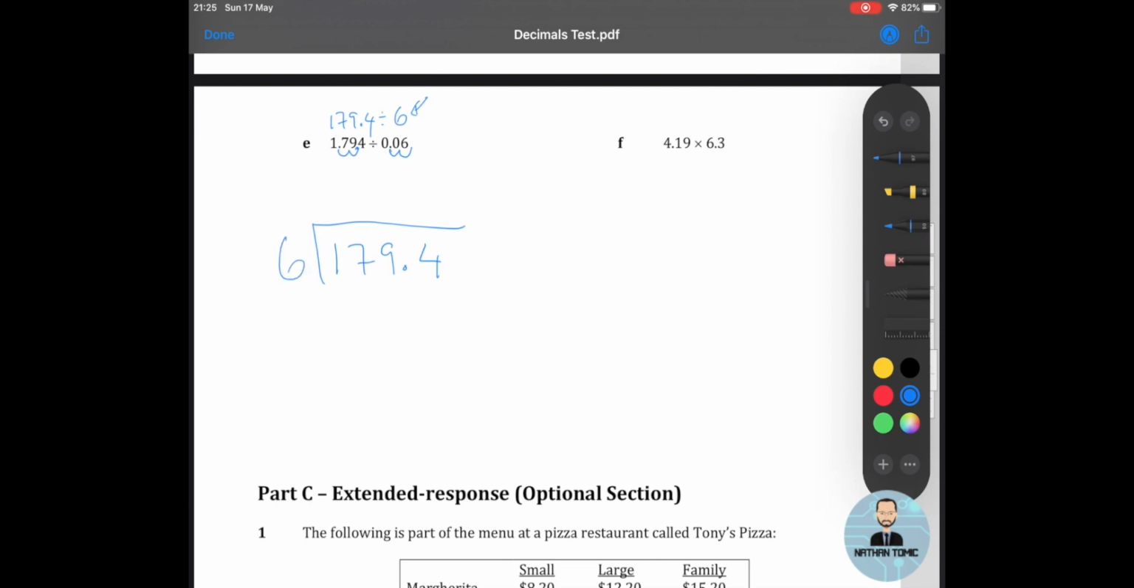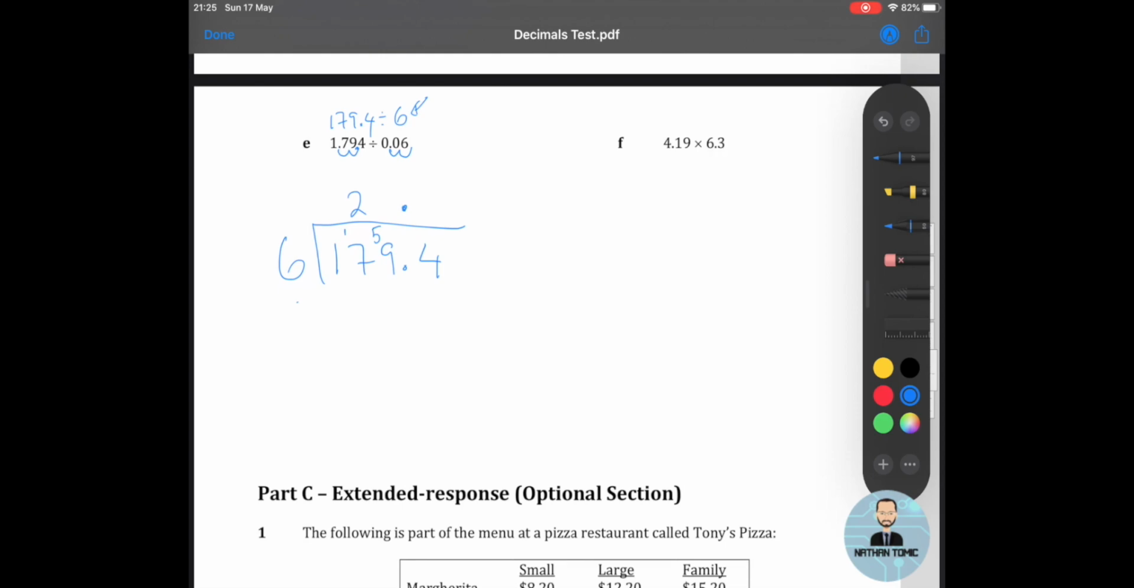So 179.4 divided by 6. Again, I'm going to put my decimal point straight in, keeping it lined up. But other than that, I just ignore it for the moment. So 6 into 1 will not go. So of course we bring the 1 across into the next column. 6 into 17 will go twice, which is 12. So that leaves us 5 left over. So we bring that across to the next column.